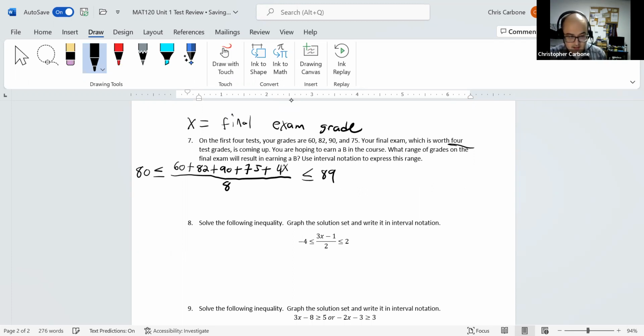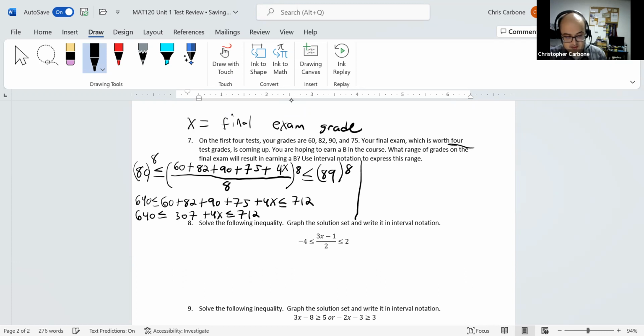So now we would multiply all 3 sides here by 8. This would make 640 less than or equal to 60 plus 82 plus 90 plus 75 plus 4x, less than or equal to 712. Combining those 4 test grades, we would get 640 is less than or equal to 307 plus 4x, less than or equal to 712.